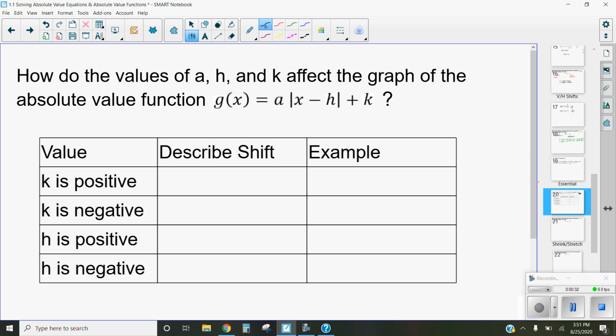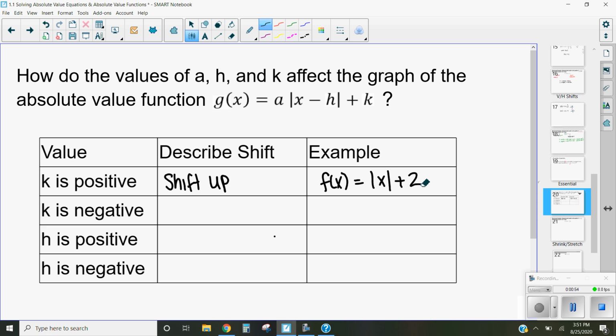When k is positive, so k is the one that we add outside the absolute value, it is going to shift the expression up. An example of when we might see that would be something like f of x equals the absolute value of x plus 2. That would shift our absolute value function up 2 units.